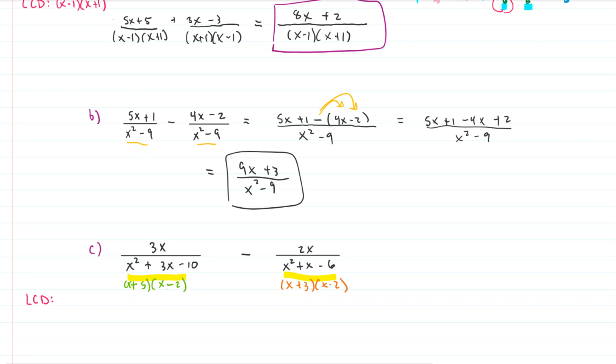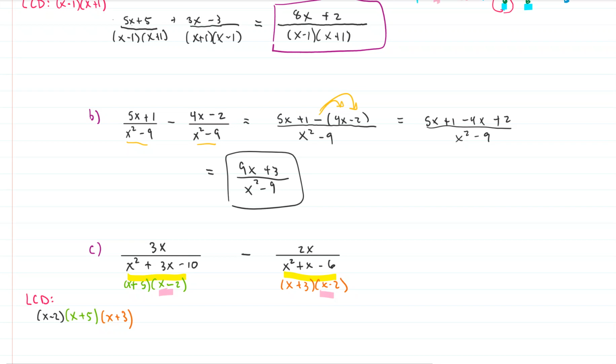What do they have in common? They both have an x minus 2. So let's write that down. They both have an x minus 2. That took care of this term and this term. But one of them has an x plus 5, so we'll include that. And the other one has an x plus 3, we'll include that. So there we go. There's our common denominator.